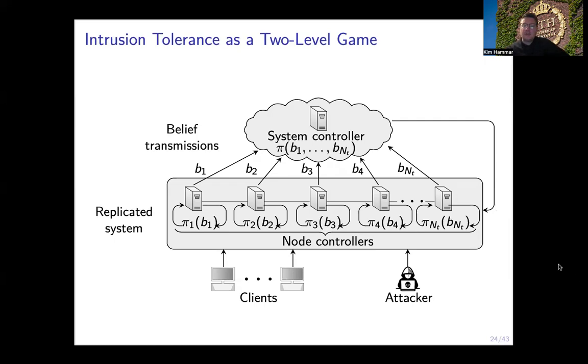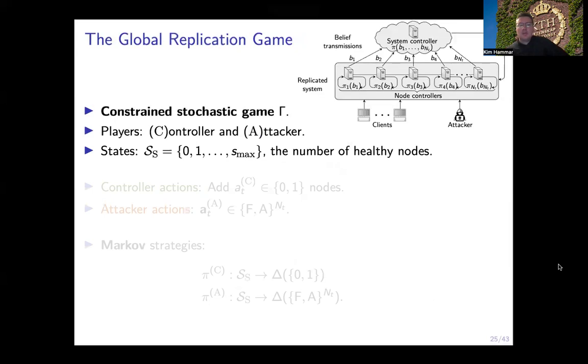And now we'll move on to the global level, where we model replication control. And we formulate the global level as a constrained stochastic game, again with two players, the controller and the attacker. And we define the state of the game to be the number of healthy nodes as estimated by the controller. So if you consider the figure in the top right, you can see that at every time step, the nodes send their beliefs to the system controller as sort of a heartbeat. And therefore, the system controller always has a global view of the number of healthy nodes in the system.